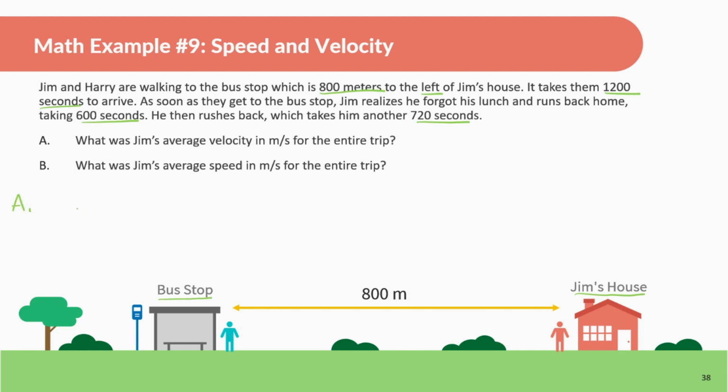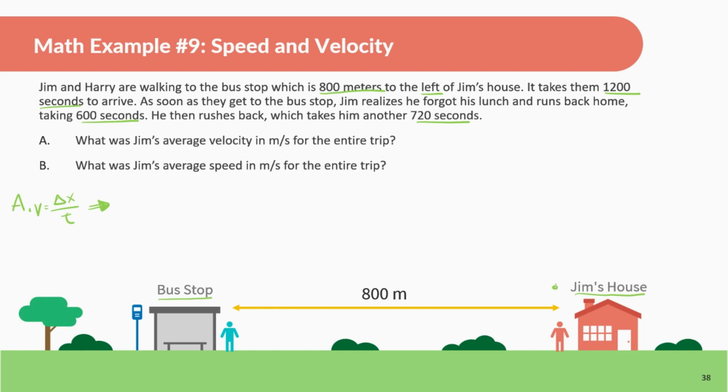Okay. So, what was Jim's average velocity in meters per second for the entire trip? You should know velocity is equal to displacement divided by time, and then what we have here is the displacement, we should know, only cares about two things. There was a lot of back and forth that was happening here, but we don't care about the back and forth. Displacement only cares about where you started and where you ended.